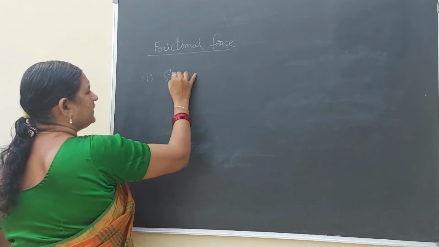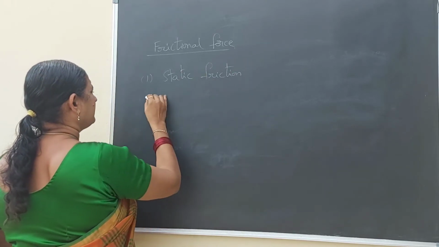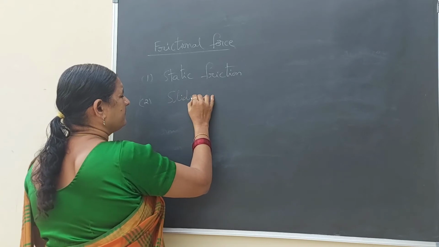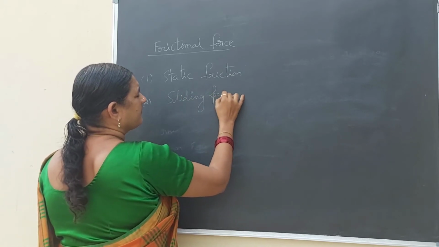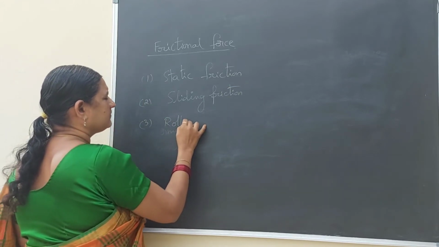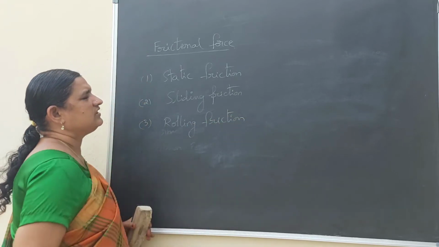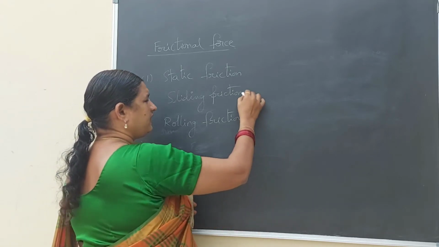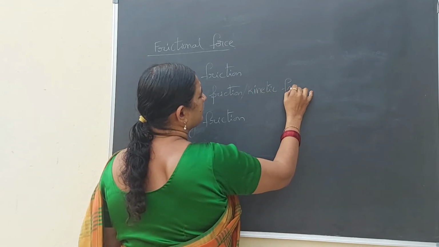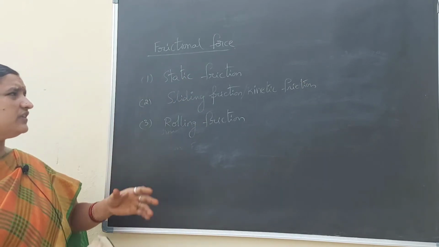One is static friction, second is sliding friction, third is rolling friction. Static friction, sliding friction and rolling friction. Sliding friction is also called kinetic friction. First one is static friction.